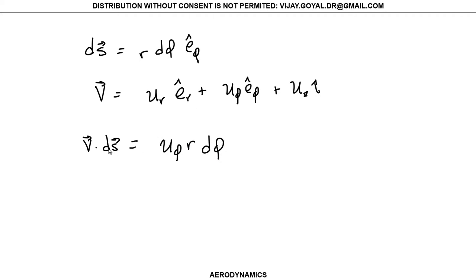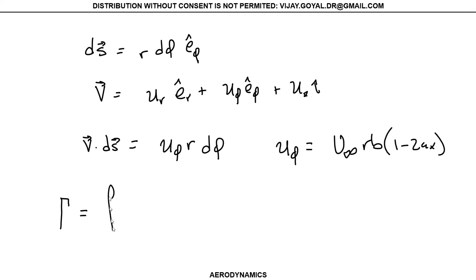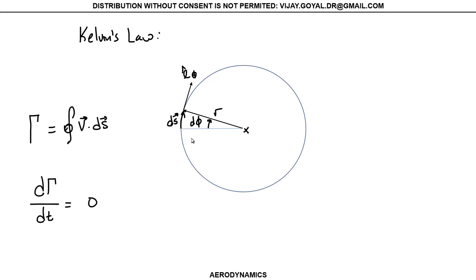Okay, and then if you go back in our derivation, we found that u_phi was equal to U infinite r b (1 minus 2ax). That's what we found in our previous part A of the problem. So now we're going to do the closed integral of u ds. And remember, it's a circle, so we're going to go all the way around the loop.